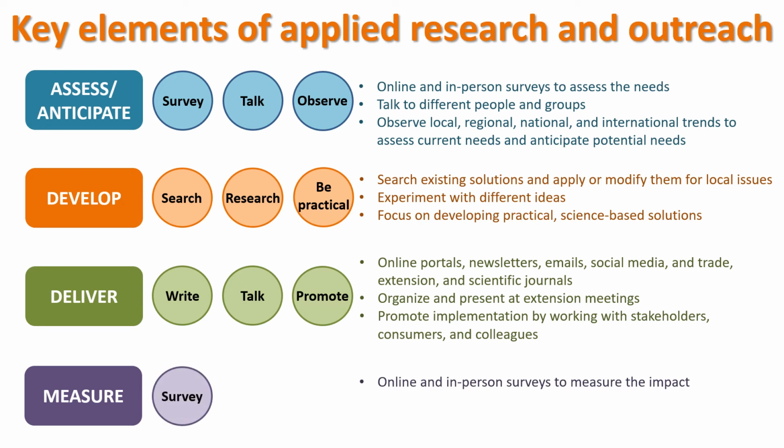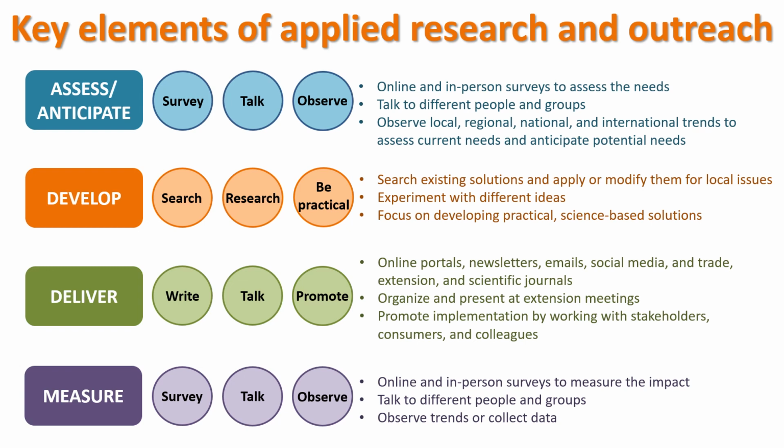The most important aspect of applied research and outreach is to measure the impact of the implemented solutions. Understand the differences between outputs, outcomes, and impacts, and use surveys and conversations to measure the impact. Sometimes you could also observe the trends or collect data from published reports that are relevant to the addressed issue and the implemented solution to document the impact.